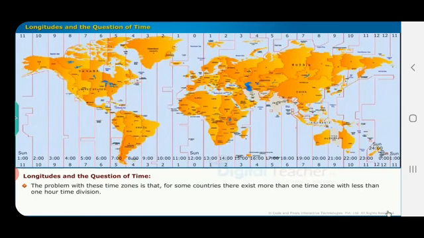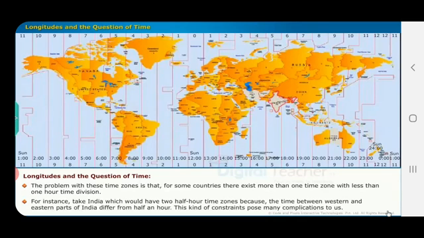The problem with these time zones is that for some countries there exists more than one time zone with less than 1 hour time division. For instance, take India, which would have 2 half-hour time zones because the time between the western and eastern parts of India differs by half an hour. This kind of constraint poses many complications to us.